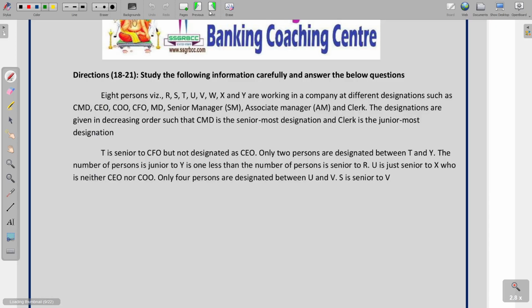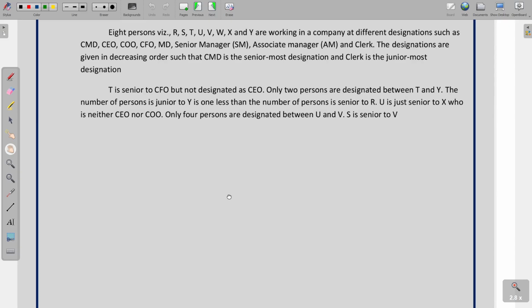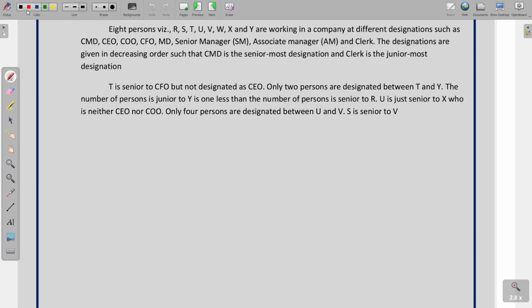And next, one more puzzle we have, 8 into 21. 8 persons R, S, T, U, V, W, X and Y are working in a company at different designations: CMD, CEO, COO, CFO, MD, senior manager, assistant manager and clerk. Designations are given in decreasing order. CMD is the senior most, and clerk is the junior most. CMD, CEO, COO and then CFO, MD, senior manager and assistant manager, and next clerk.